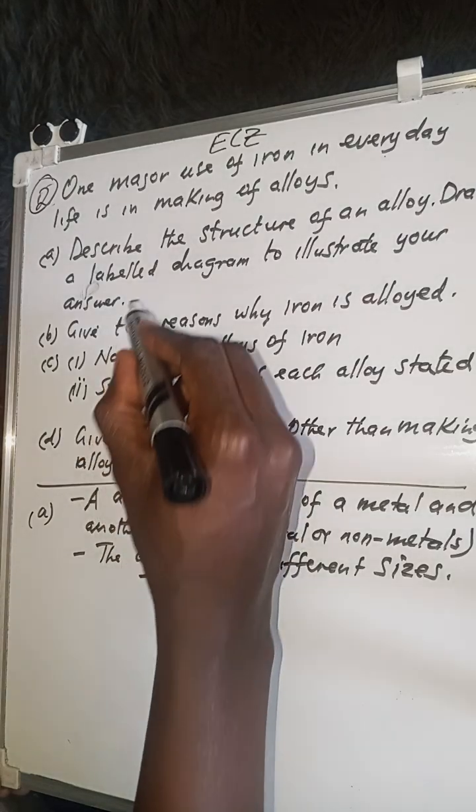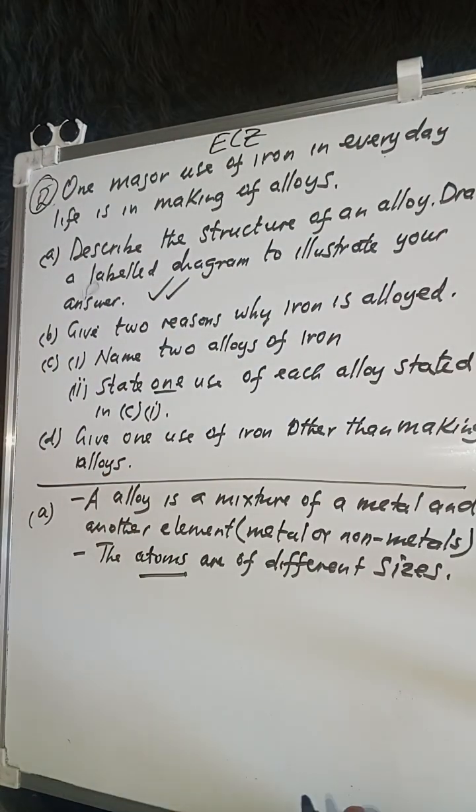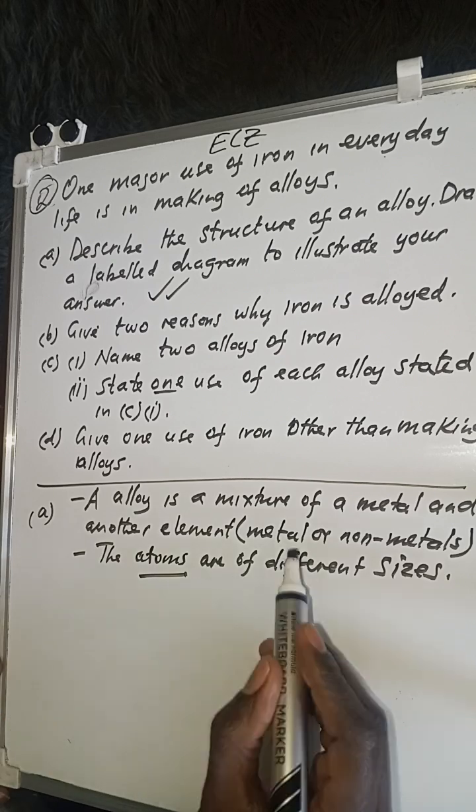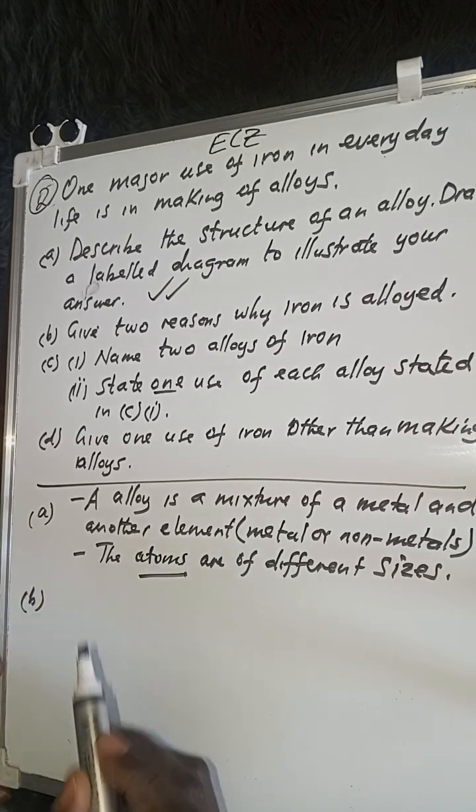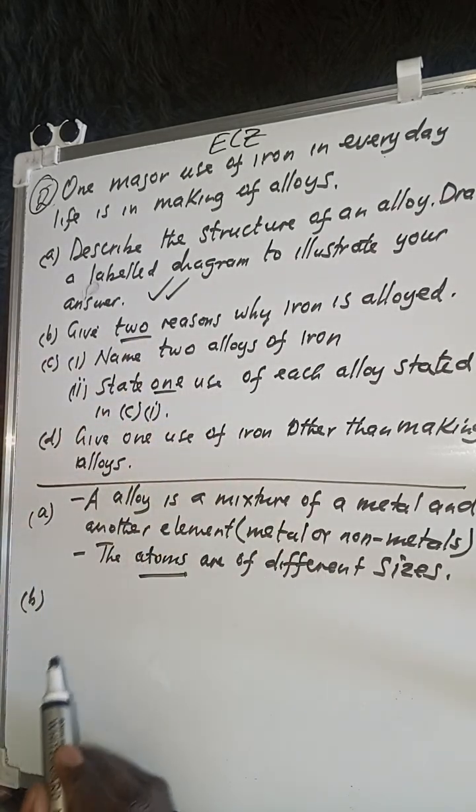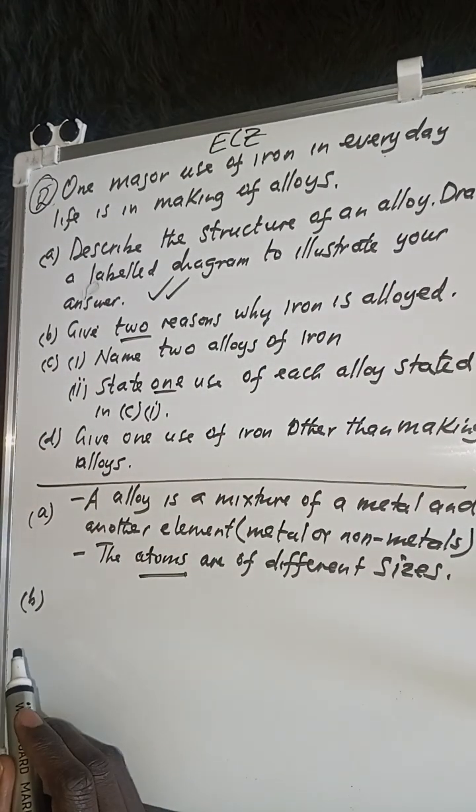Remember, we have actually been drawing that, so I'll leave that up to you. You can draw the structure of an alloy. So that is what they wanted you to do there. B says give 2 reasons why iron is alloyed. So why is iron alloyed?